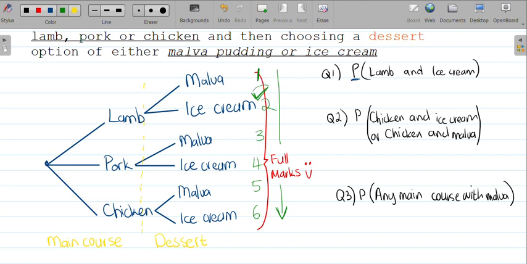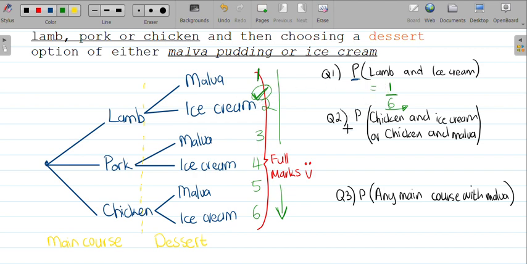So it is only one favorable possibility out of a total of 6 possibilities. Remember what I said: when we are doing probability as a fraction, we write the favorable outcomes on the top, which is one favorable outcome, lamb then ice cream, over the total number of outcomes possible, which was 6. That is as simple as it gets, guys, if you want to do it this way. So it's a 1 out of 6 chance that a person will choose lamb, then an ice cream dessert at random.